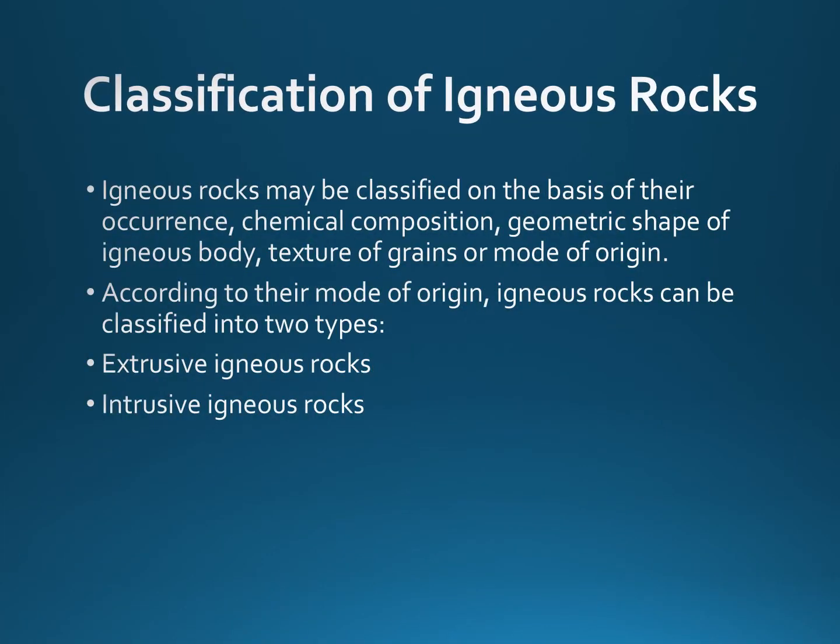Classification of igneous rocks. Igneous rocks may be classified on the basis of their occurrence, chemical composition, geometric shape of igneous body, texture of grains, or mode of origin. According to their mode of origin, igneous rocks can be classified into two types. They are extrusive igneous rocks and intrusive igneous rocks. Let's discuss these two types of rocks in detail.